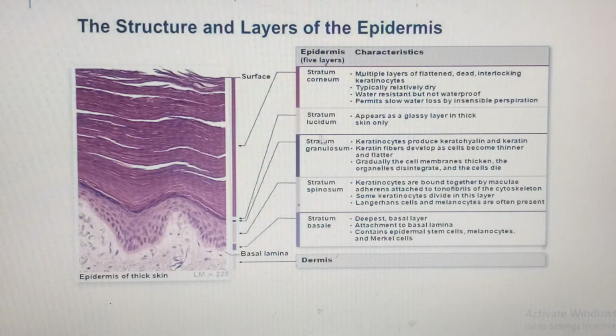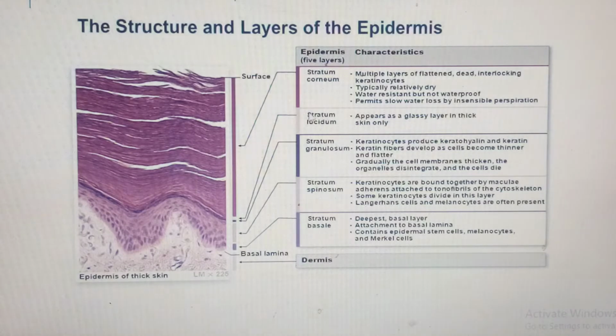Then the stratum granulosum will tend to have granular cytoplasm, with 2 to 3 layers of cells, and the granular layer is due to the presence of keratohyalin granules. Okay, so that is what we see over here. What is happening is that gradually the cell membranes thicken, the organelles disintegrate, and the cells tend to die. So this is the area where the cells begin to die because they contain a lot of keratohyalin granules. Because of a lot of keratin in there, the cells begin to die.